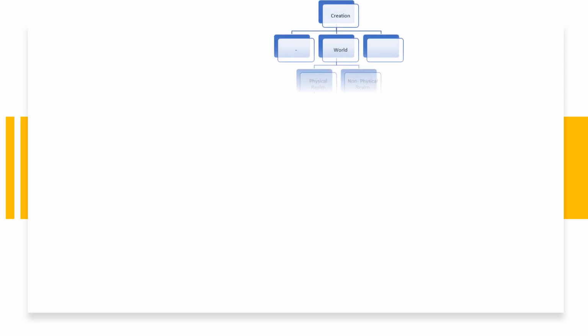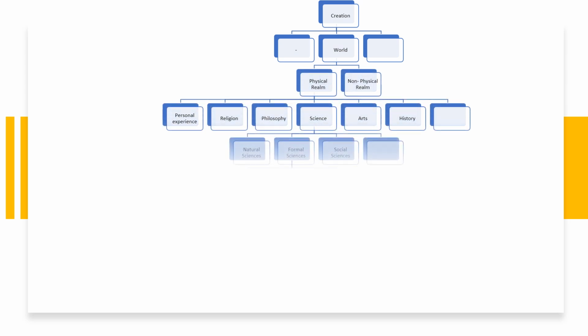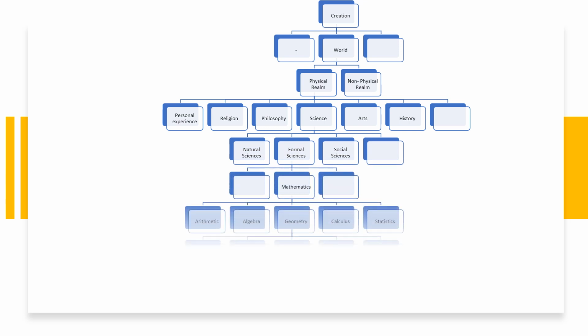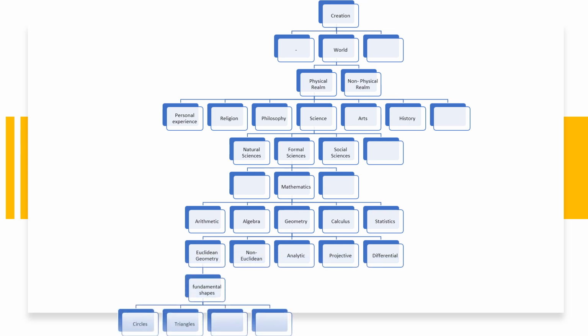Okay, let's start from the beginning. Assume something happened, maybe the Big Bang, and the world is created. The world can be classified broadly into the physical realm and the metaphysical realm, right? The physical realm talks about matter and energy, whereas the non-physical realm talks about spiritual worlds, mind, consciousness, etc. And our focus is the physical realm.